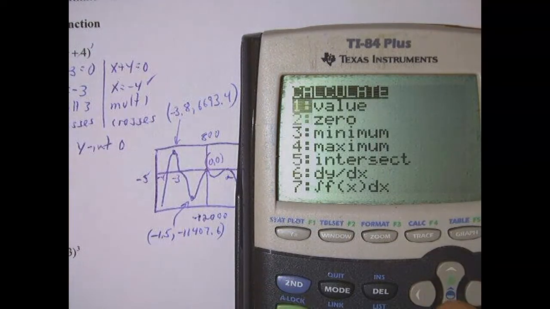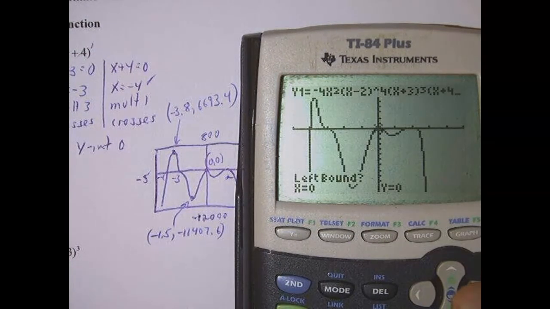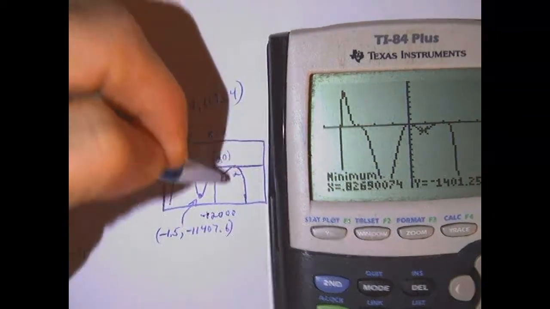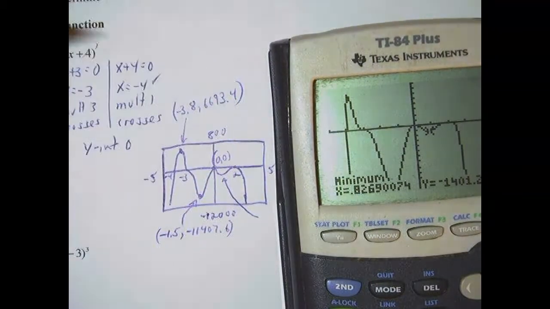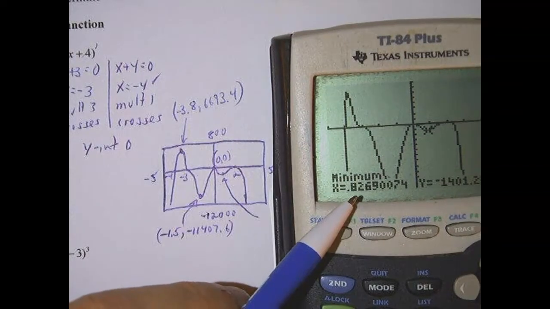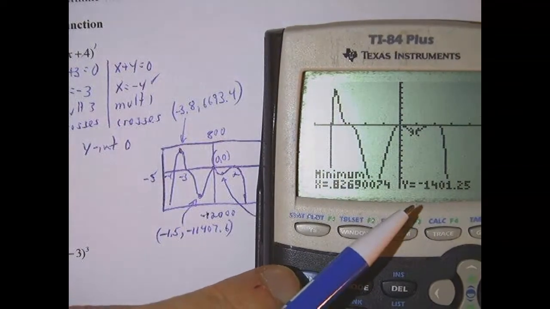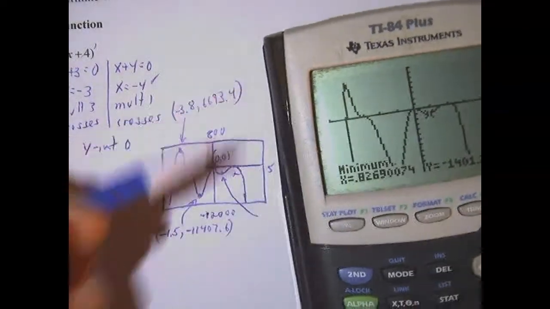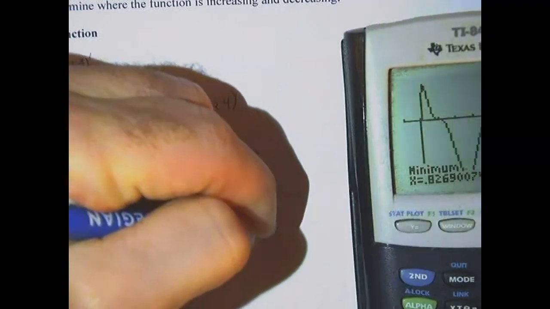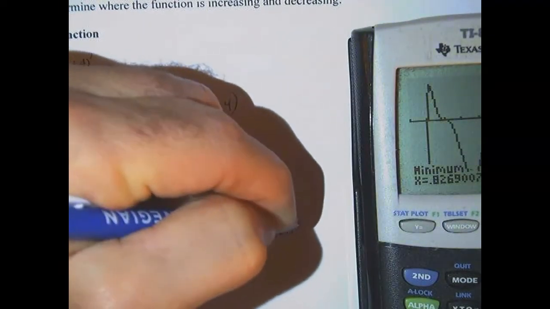So second calc, min, enter, left, to the right, and we've got a local min right here. Let's put an arrow right here at 0.83 and then negative 1401.3. So this is at 0.83 and negative 1401.3.